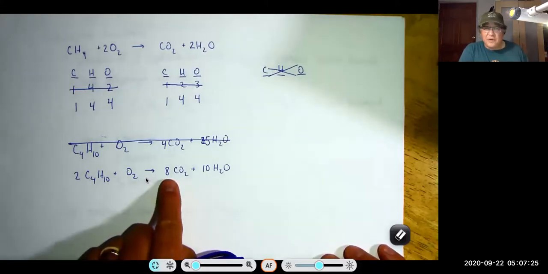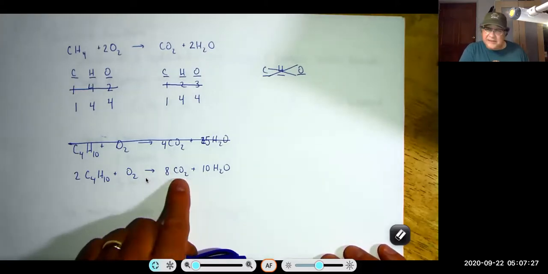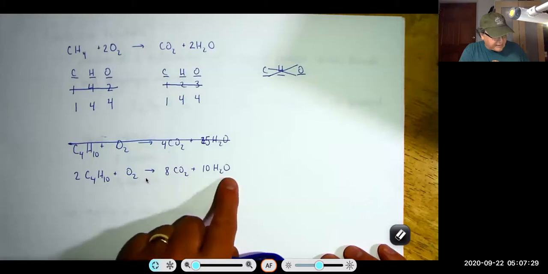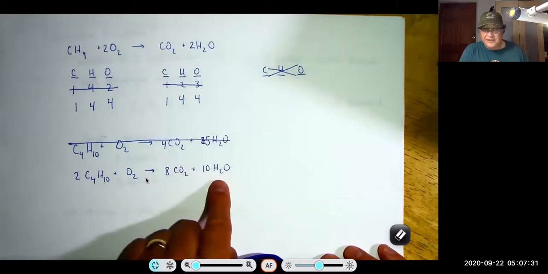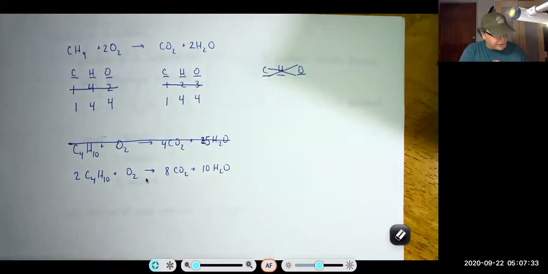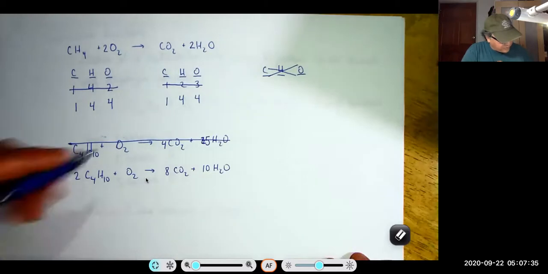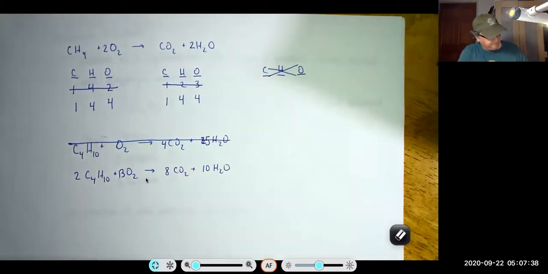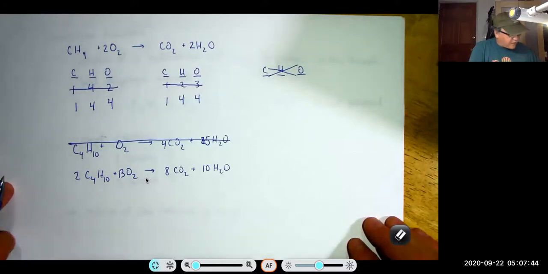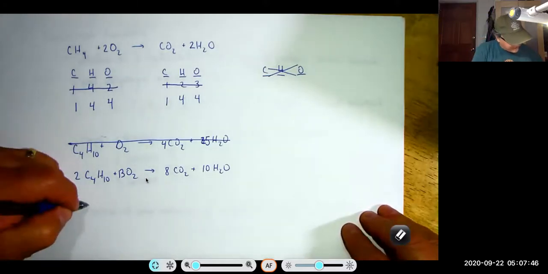How many oxygens on the right now? 8 times 2 is 16. 10 times 1 is 10. 16 plus 10 is 26. How do we get 26 oxygens when they come in 2s? We just need 13 of them. Okay? So this is balanced. Another way to do this is you get to here.